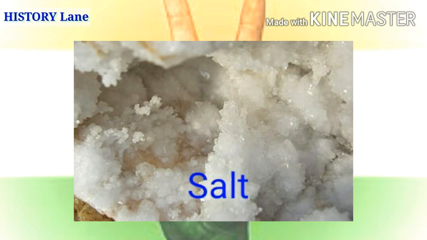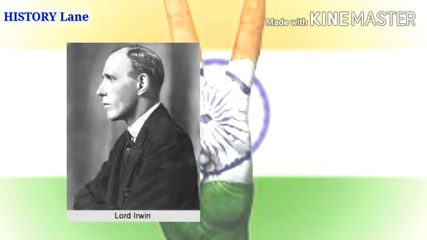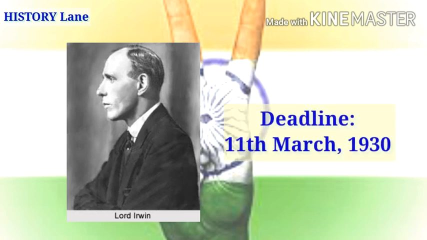But before launching his movement, on 31st January 1930, Mahatma Gandhi wrote a letter to the Viceroy, Lord Irwin, in which he wrote 11 demands. He also mentioned a deadline, 11th March, by which the demands were to be fulfilled, failing which a civil disobedience movement was to be launched. Now let's focus on the nature of these demands.